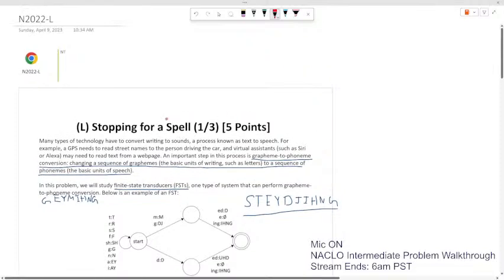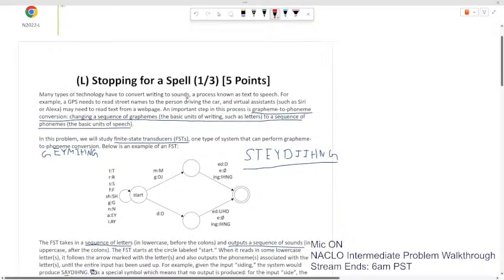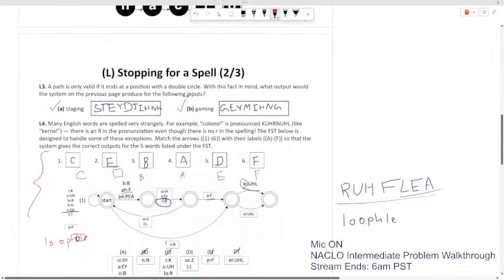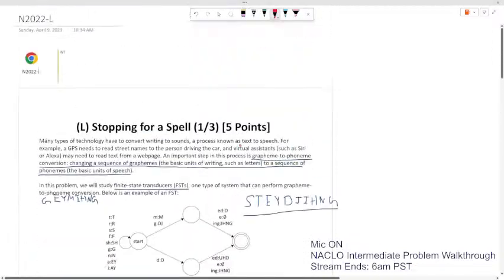Let me write that down. Stopping for a spell. Stopping for a spell. And if I'm not able to figure out that, I'll do stopping for a spell as a video. We'll like start over. Yeah, we'll do stopping for a spell as a video. Even though it's 5 points, this is like the problem that I was actually struggling on, like pretty bad.